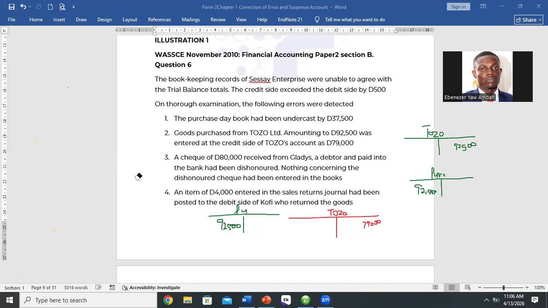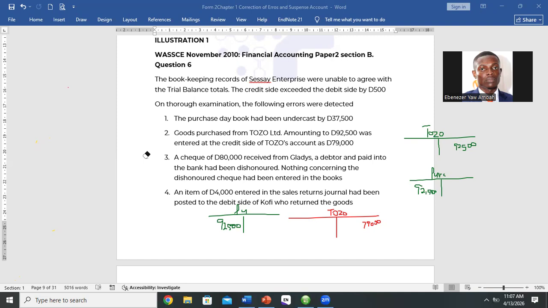Nothing about the dishonored check has been entered in the books. Oh my God. The way I'm repeating that line, you are not catching that. Austin. Sir, please. It's an error of omission. Error of omission. Thank you very much.